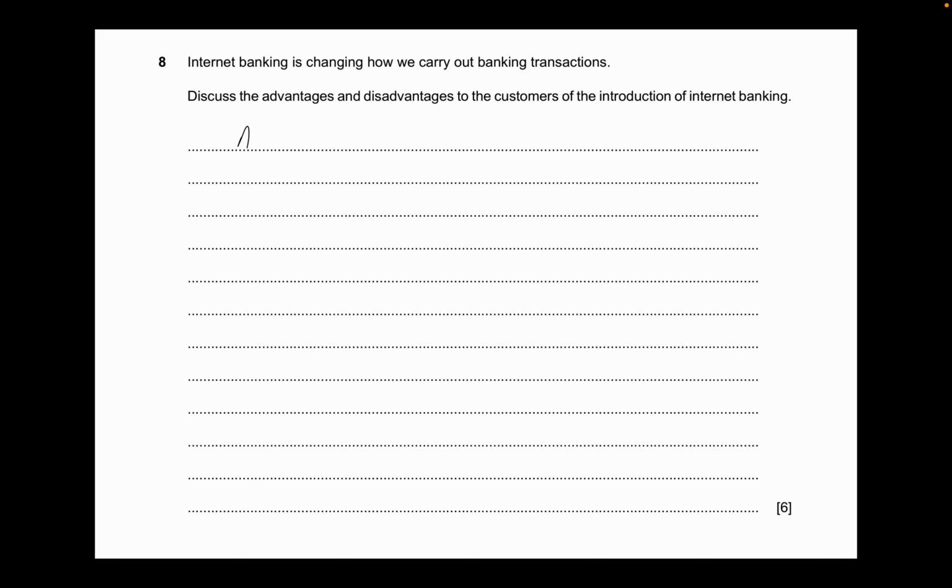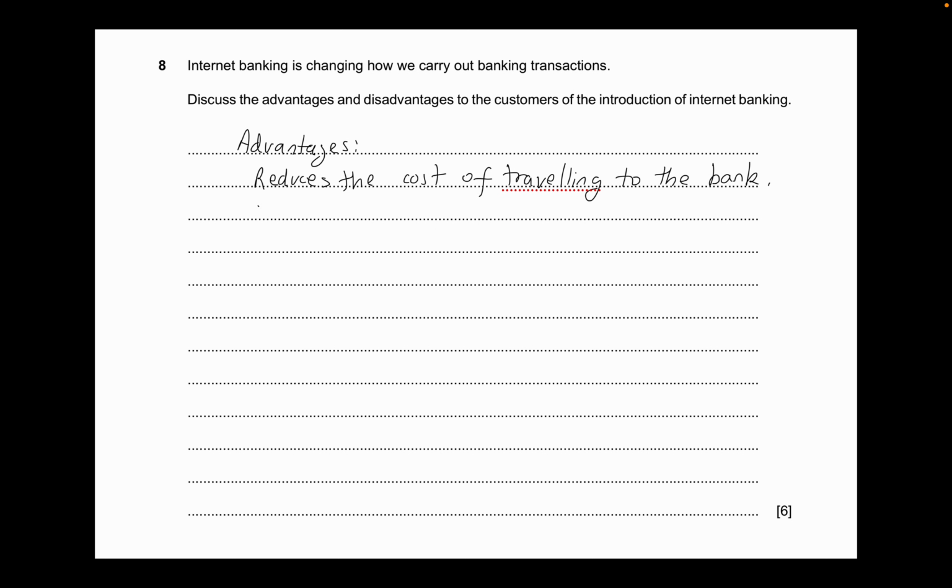Okay, so I'm just going to write here advantages just to show you the difference. Advantages, you can mention that internet banking reduces the cost of traveling to the bank. You don't need to drive all the way to the bank. You can do internet banking. Then it's 24/7 banking, fully operational. And it reduces the time wasted waiting in queues. Because it's internet banking, it's fast.